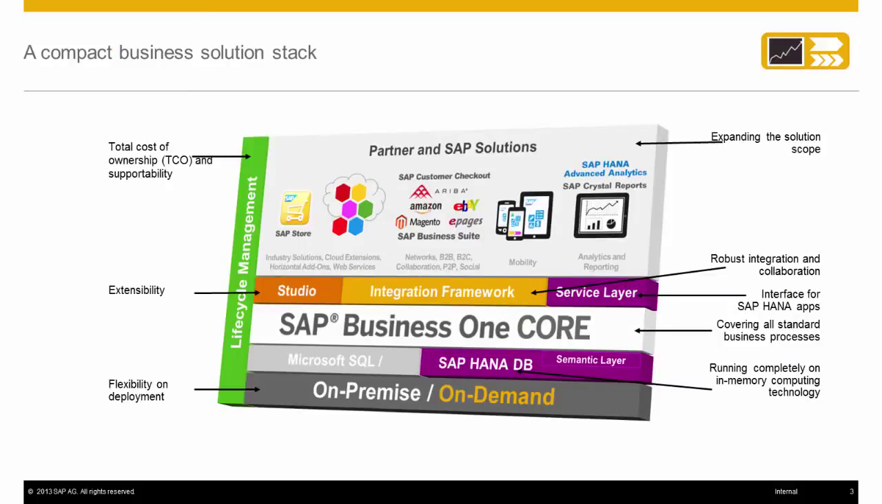SAP Business One is an all-inclusive solution. SAP Business One core functionality, as stated, is available both on-premise or cloud-based. Regardless of how SAP Business One is implemented, you have the same integration options available. We will discuss the extensibility layer from the diagram consisting of the SAP Business One SDK and Studio, the integration framework, and the service layer.